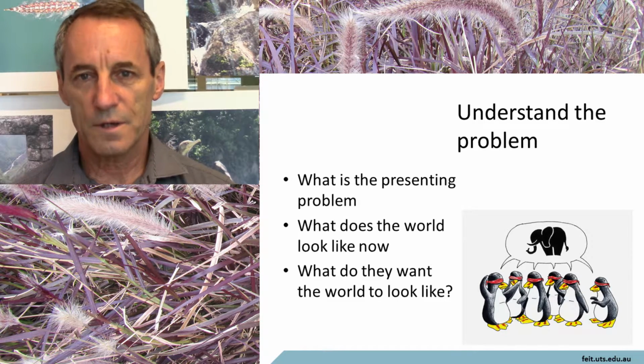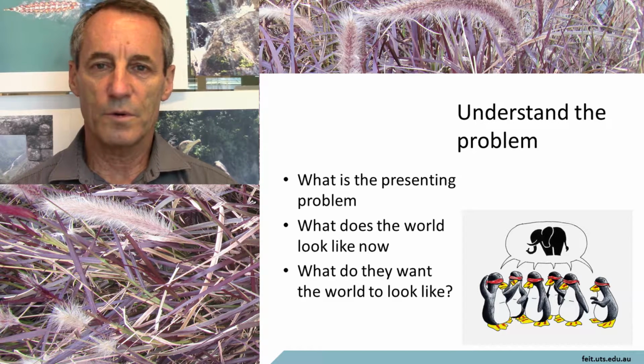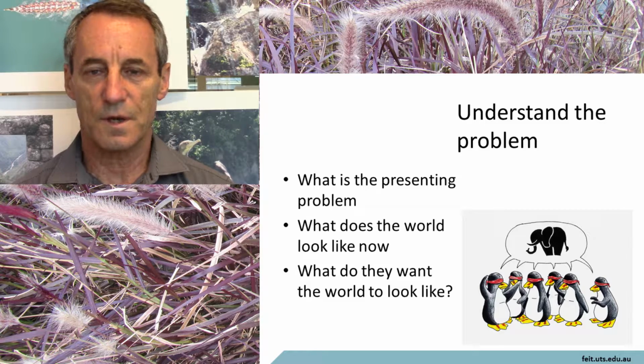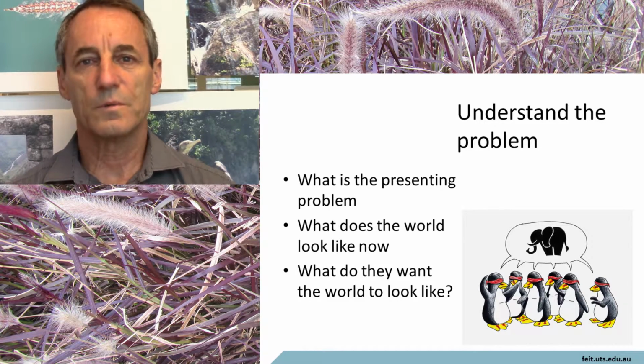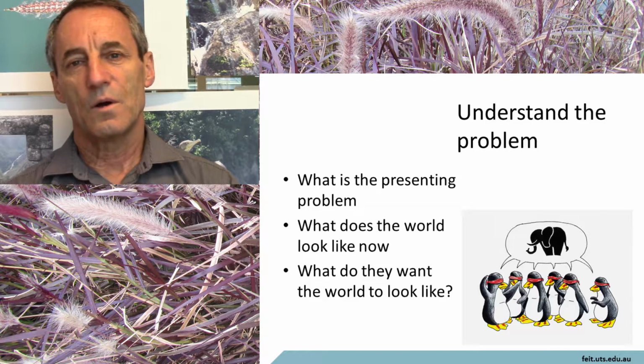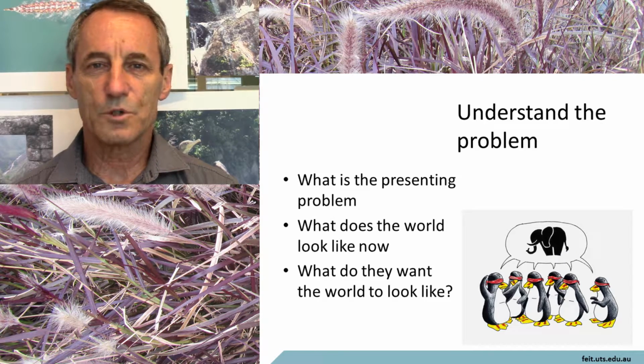First thing is understanding the problem. That is, to try and get the problem owner to describe the world as they see it, as it exists now. And what's wrong with that? What's wrong with the world as they see it? Now, how would they want the world to look? That is, what would the solution look like?